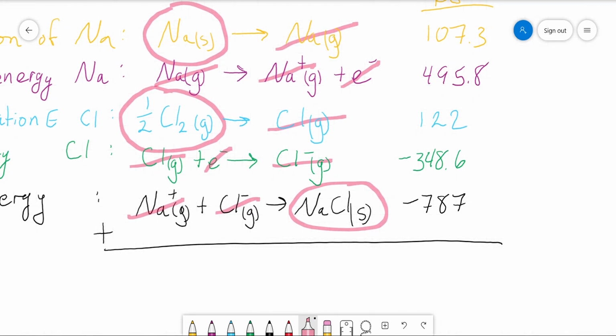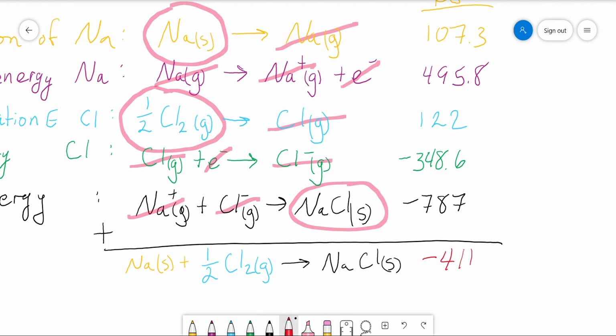Okay, so if I take everything from above that is circled and write it back down here, Na solid plus 1/2 Cl2 gas gives us NaCl solid. And it turns out if I add all these up, 107 plus 495 plus 122 minus 348 minus 787, what do I get? I get the overall energy change for this reaction.